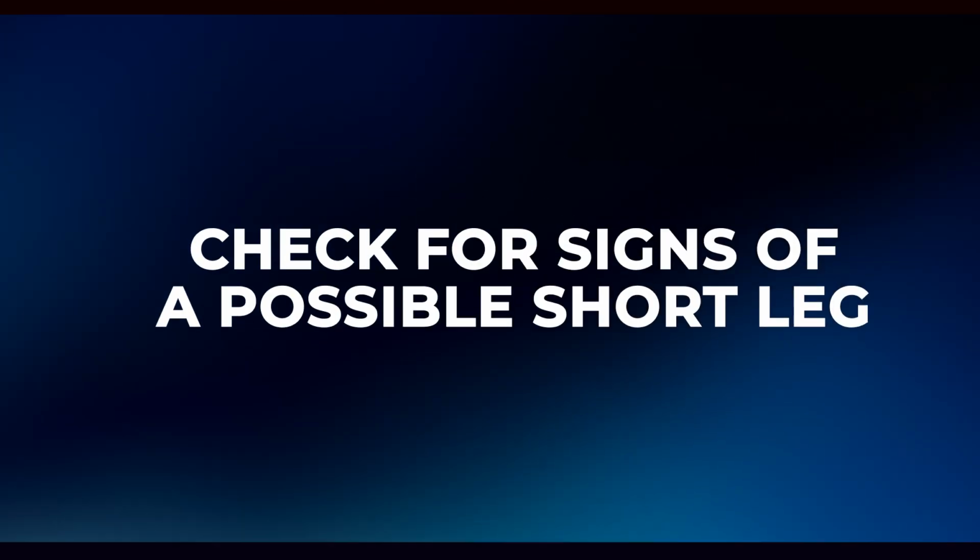Next, take a moment to check for signs of a possible short leg. To do this, have your child stand barefoot on a flat surface. Look at the level of the pelvis from behind. If one side appears lower, that may indicate a structural difference. You can also have them sit on a firm chair with their feet flat on the ground. If one knee is higher in the seated position, it could suggest that the bones in the legs are different lengths.